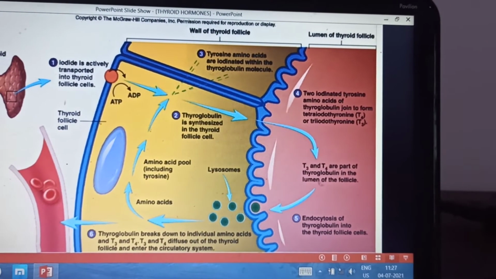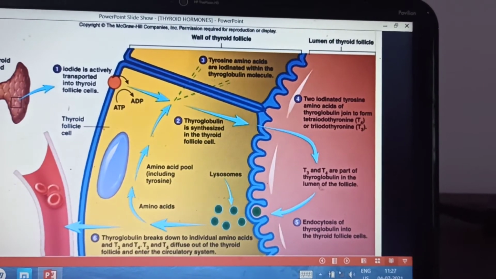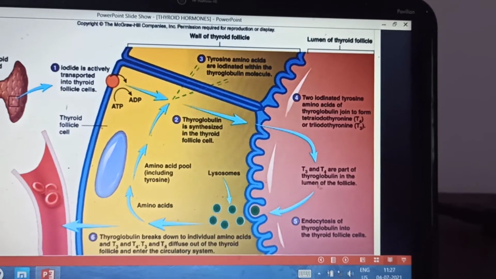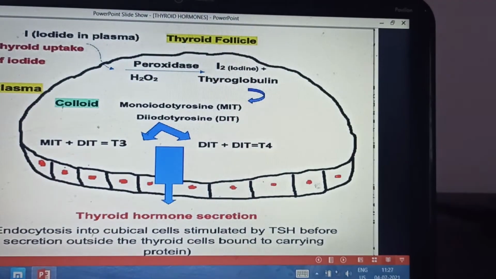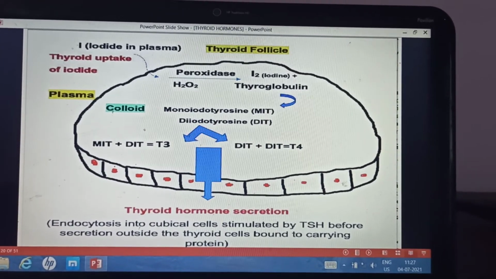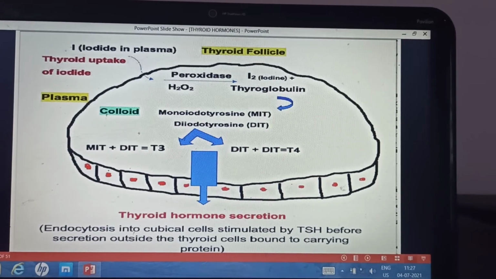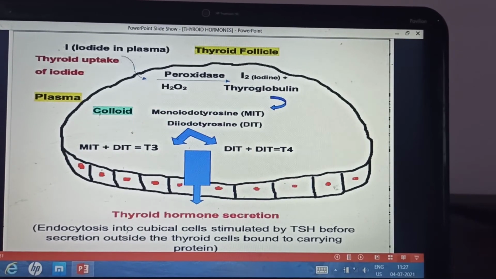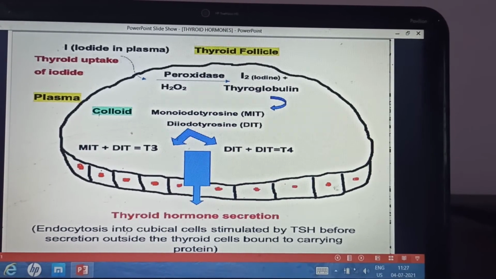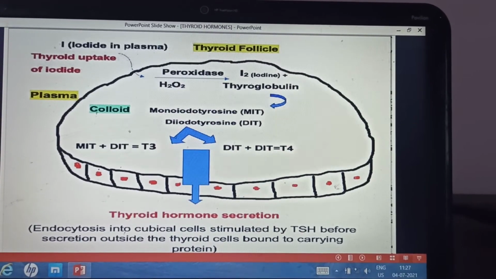Endocytosis, proteolysis and release are under the influence of TSH, while the previous steps are catalyzed by the enzyme thyroid peroxidase. In this slide also the synthesis of the thyroid hormone is shown, that is thyroid iodide uptake, then oxidation of the iodide to iodine, iodination to form mono- and diiodotyrosine, and coupling.